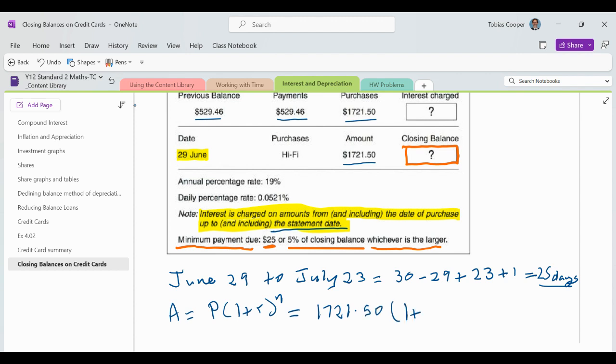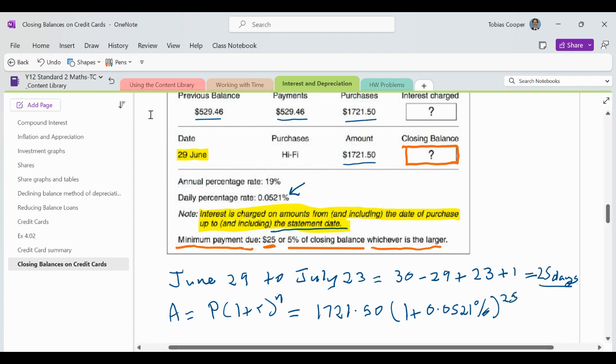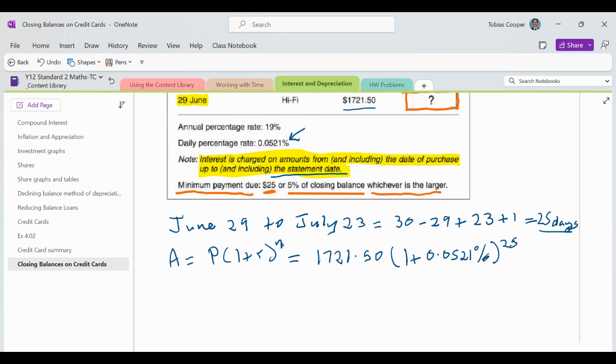Then, now we need a daily interest rate. They give you the daily interest rate here. So we're just going to put that in, 0.0521% to the power of 25. Okay, put that into your calculator. Let's see what that gives us.